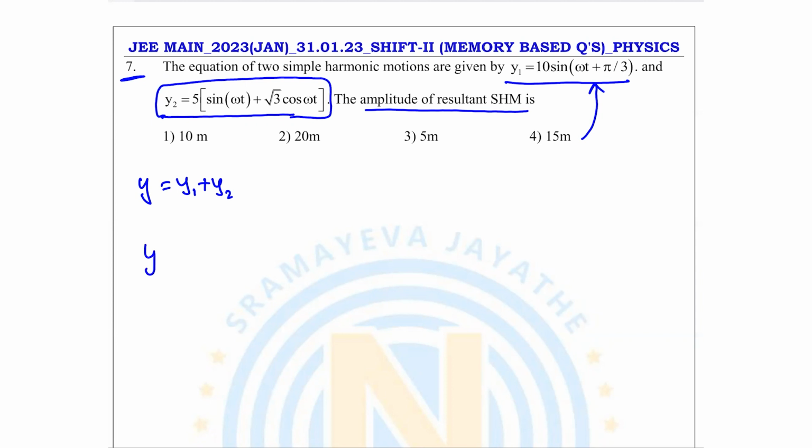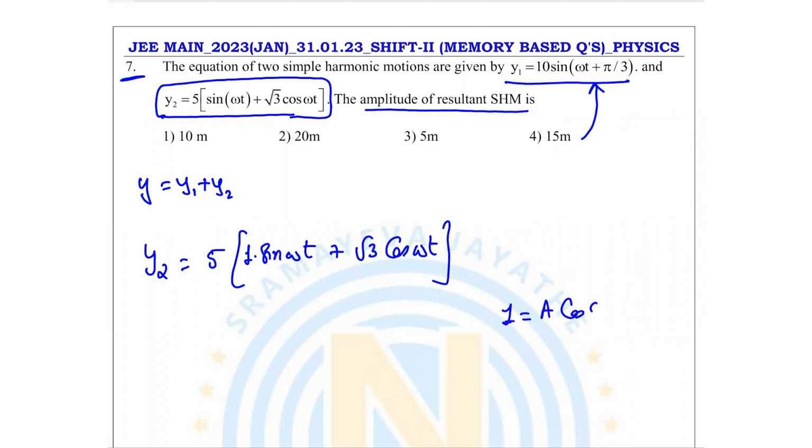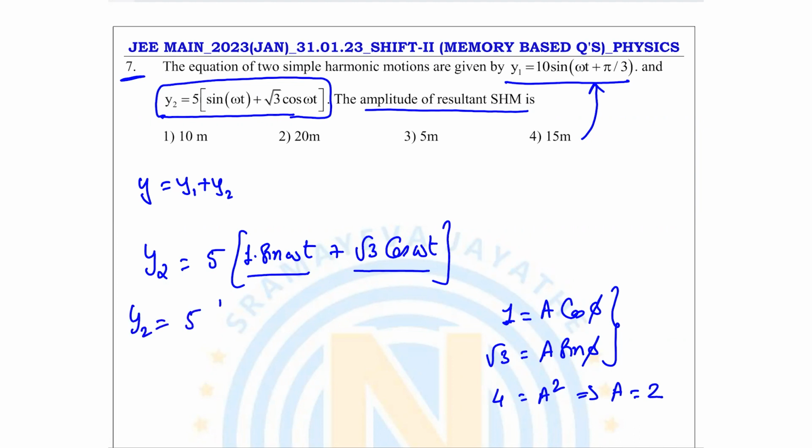So let's do that. So we have y2 equal to 5 times sine omega t plus root 3 times cos omega t. This is a very standard transformation. You take 1 here and you can say 1 is equal to some A cos phi and root 3 is equal to A sine phi. That is the standard way of converting any expression of this kind into a single sine or cosine function. If I square and add them, I'll get 4 is equal to A square. So I'll get A equal to 2, and y2 is equal to 5 times 2 sine omega t cos phi. I have replaced 1 by A cos phi and root 3 by A sine phi. So plus 2 cos omega t sine phi.